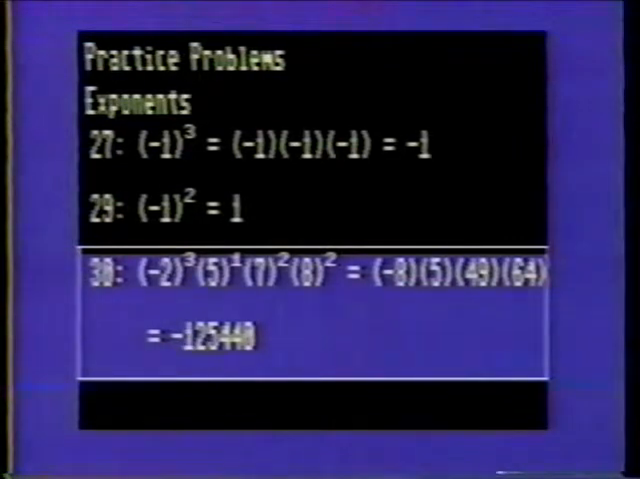Problem 30. When a problem contains several large factors, you might find it convenient to use a calculator. Negative 2 cubed is negative 8. 5 to the first power is 5. 7 squared is 49. 8 squared is 64. Since the problem contains one negative sign, an uneven number, the final result will be negative. Negative 8 times 5 times 49 times 64 is negative 125,440.